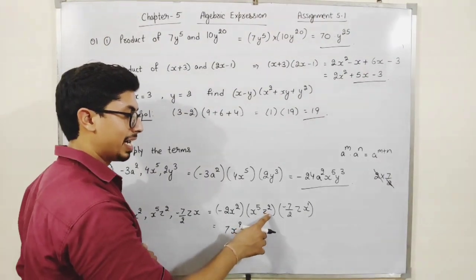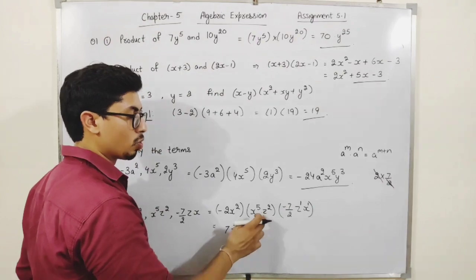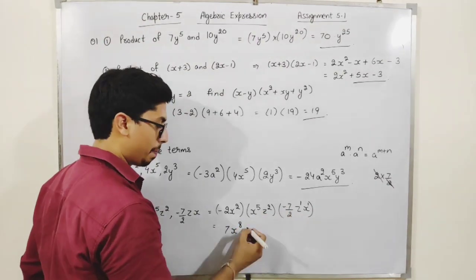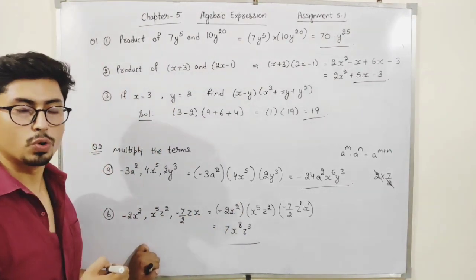Now, z raised to the power 2 and z raised to the power nothing means z raised to the power 1. So bases are same, so just add the powers. So it will be this. So this is our required answer. Okay, students.